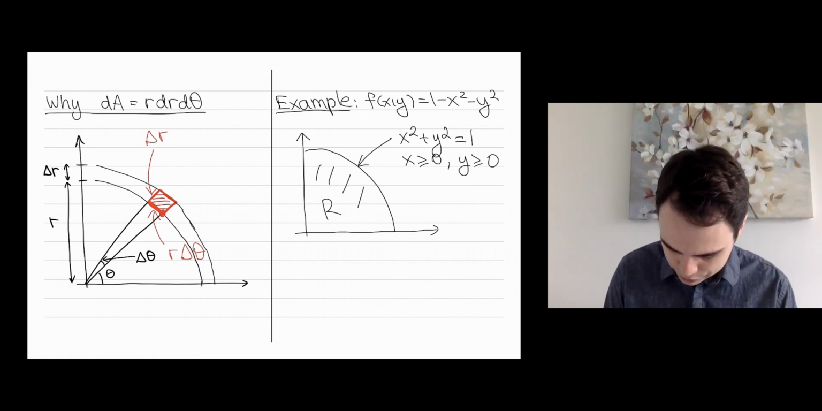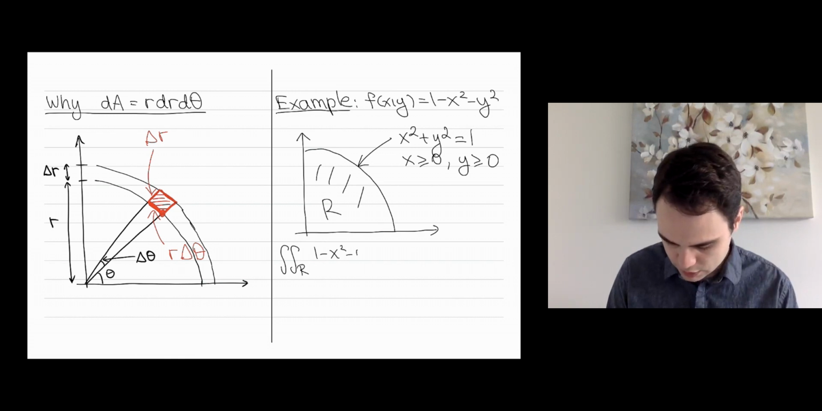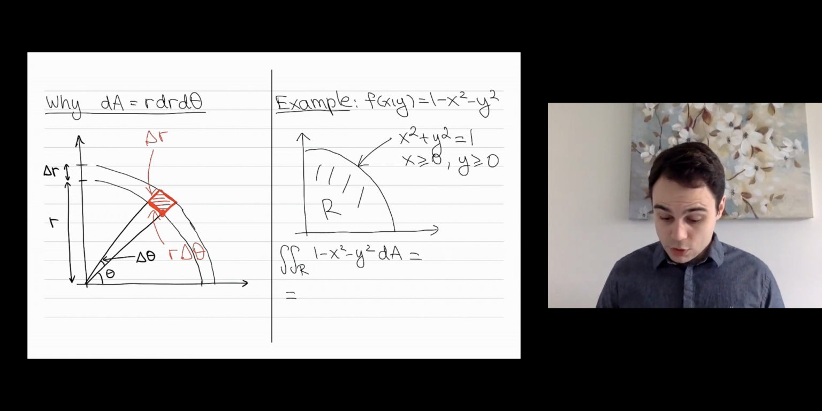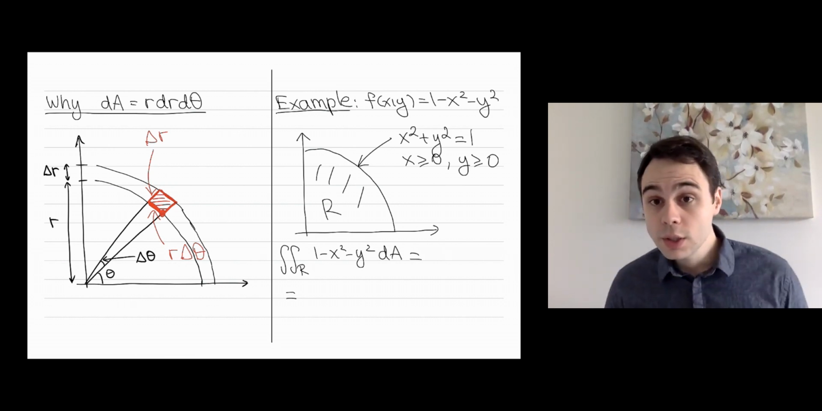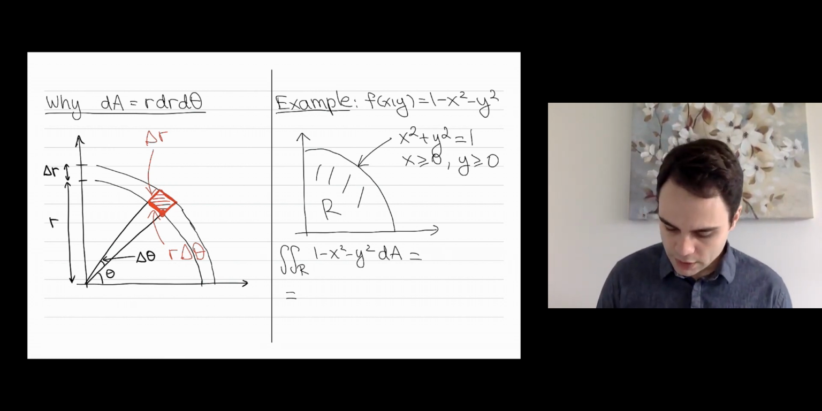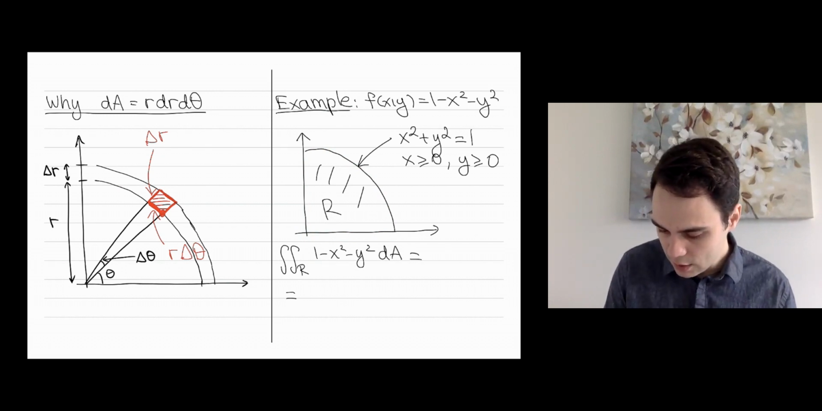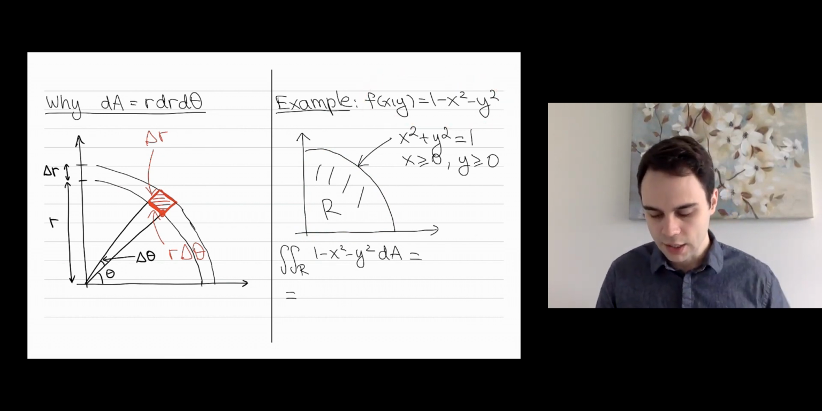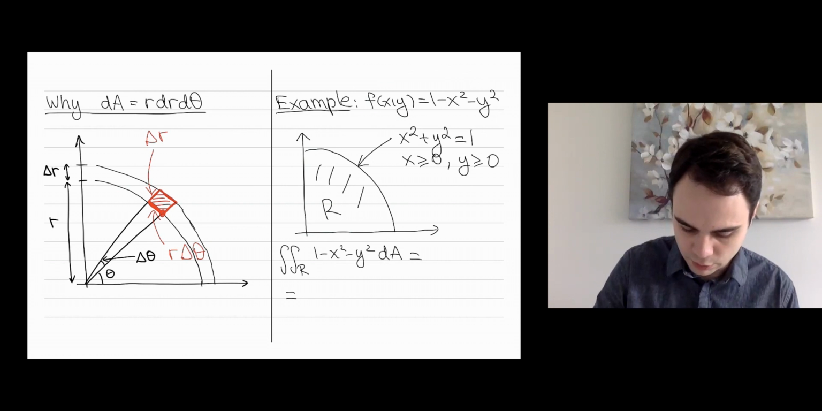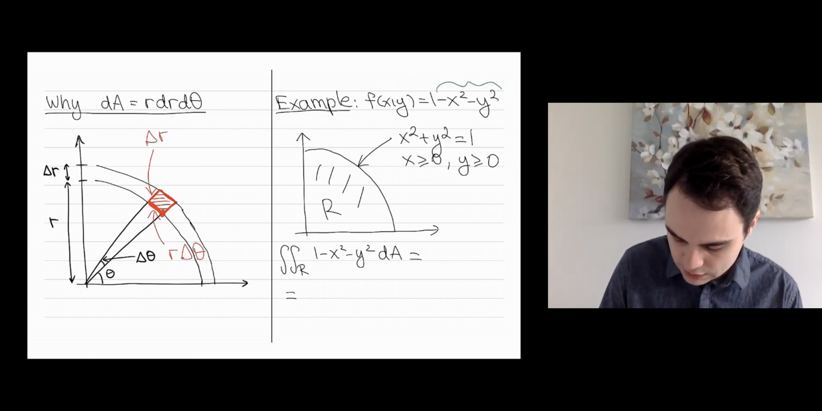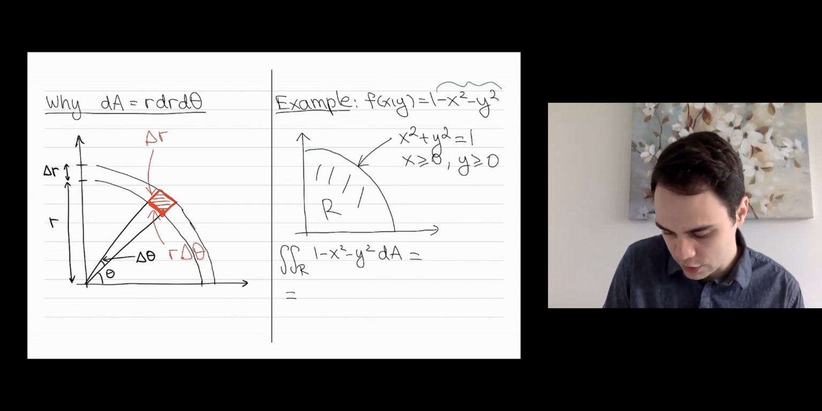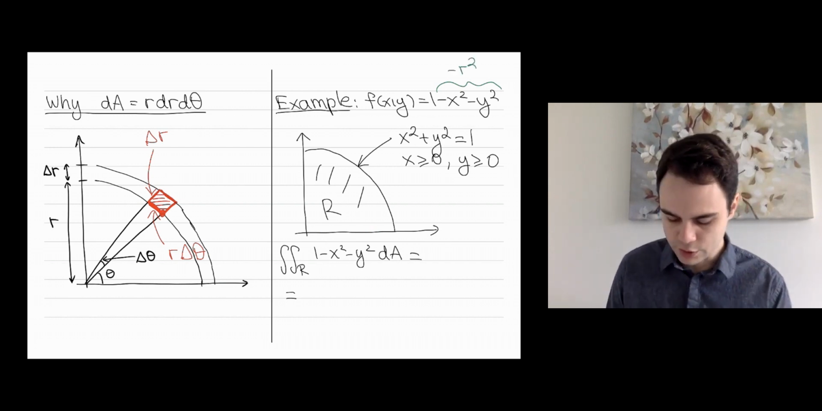Now let's set up this double integral. This is the double integral over R of 1 minus x squared minus y squared dA. So this is a good integral to evaluate using polar coordinates for two reasons. First, because the region is going to be easy to describe using polar coordinates, and second, because the function can be neatly expressed in terms of polar coordinates. So you see that x squared plus y squared is r squared, so this is minus r squared.